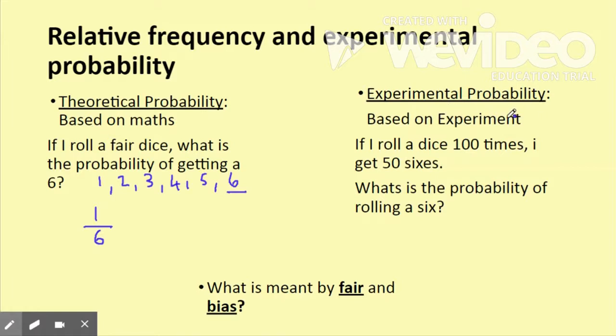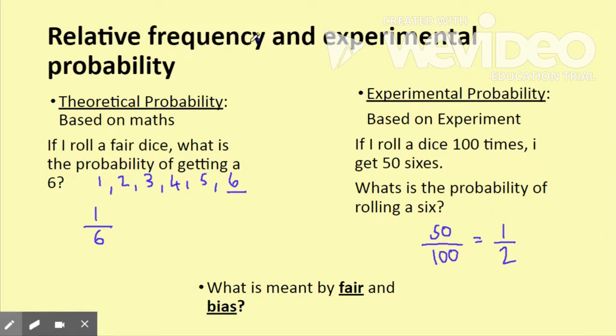So this is where I carry out some experiments, observe the results, and calculate a probability based upon that. Here it says, if I roll a dice 100 times, I get 50 6s. What is the probability of rolling a 6 with this dice? I rolled it 100 times, and 50 of those times, it was a 6. If I simplify that, that's going to give me a half. So half of the time that I roll this dice, I get a 6.